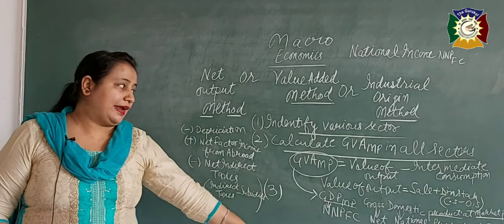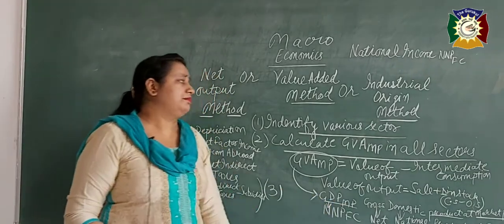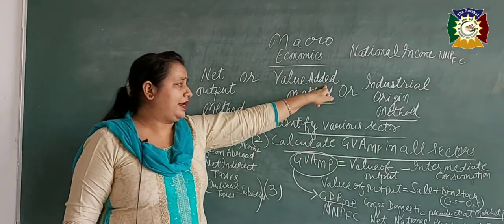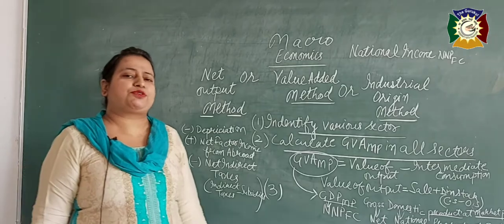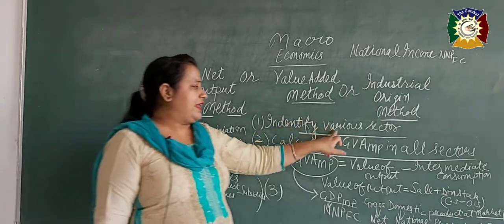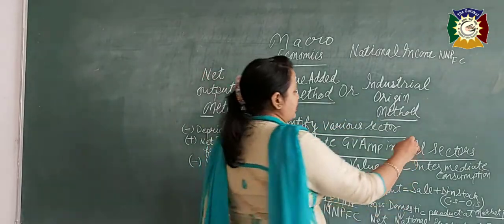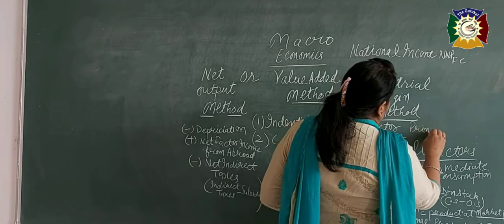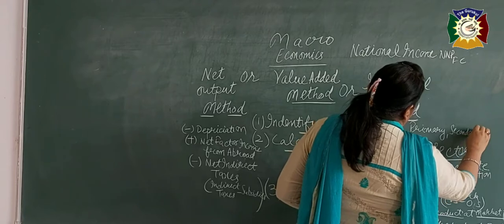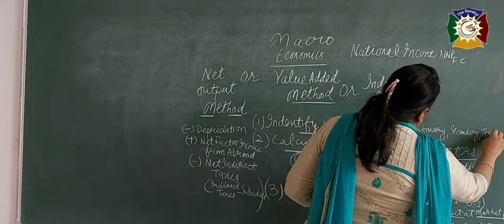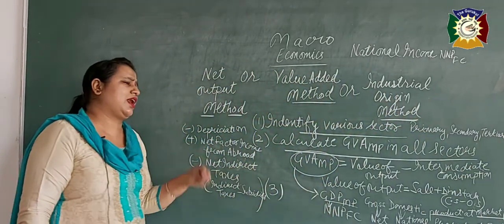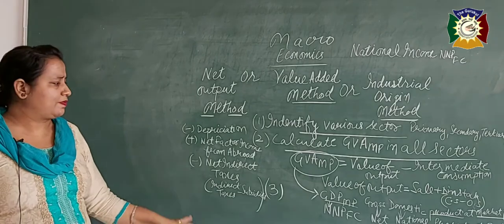Okay, now by which method can you find national income? Value added method. I am going to recapitulate again; you have to listen carefully. First, identify various sectors. What are these sectors? Primary, secondary and tertiary. I already told you about these sectors. You know about them because you have already done them in class 9th and 10th economics.